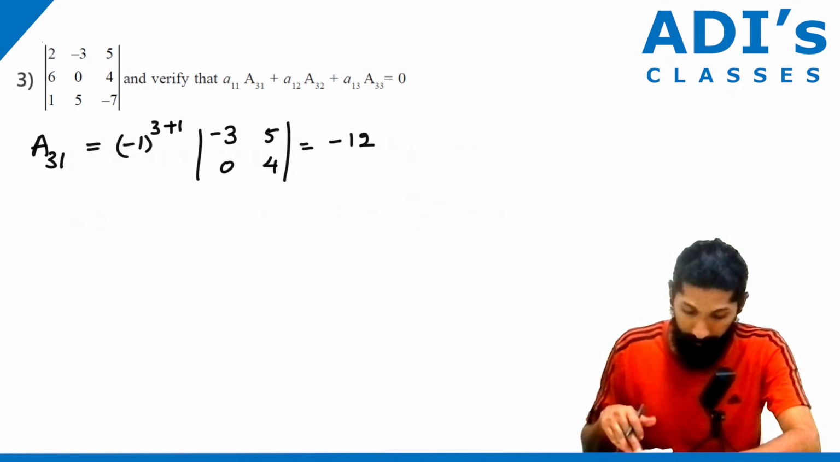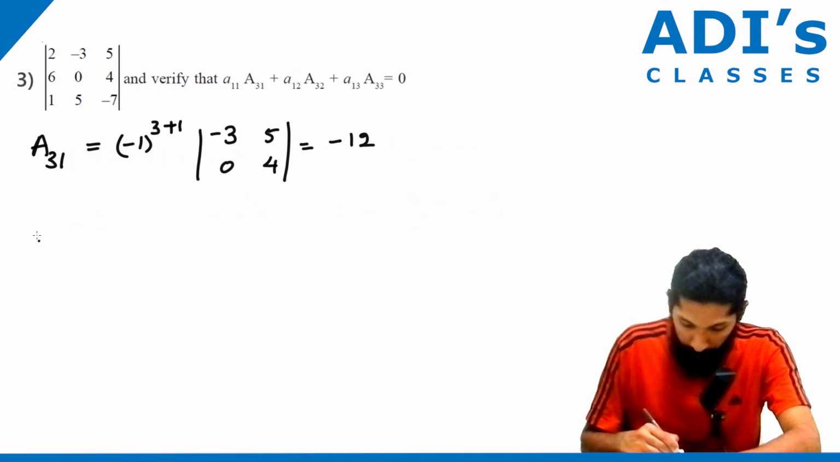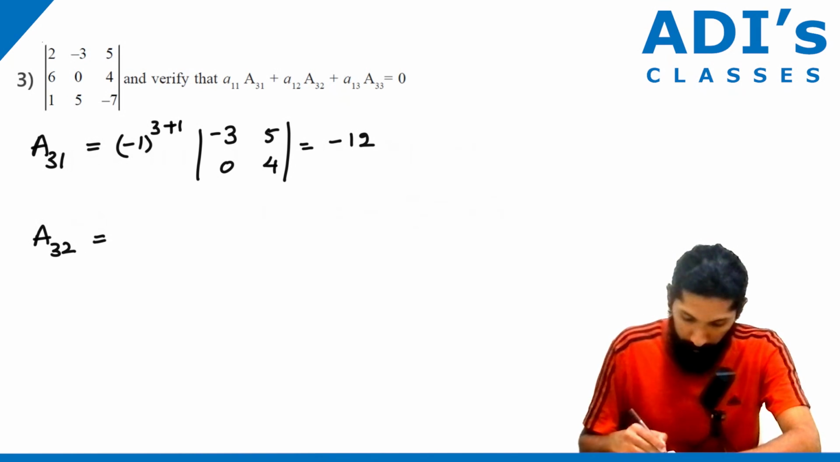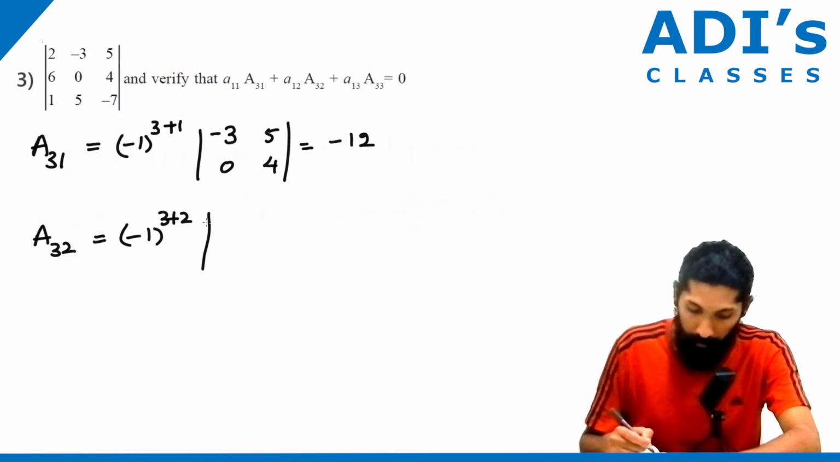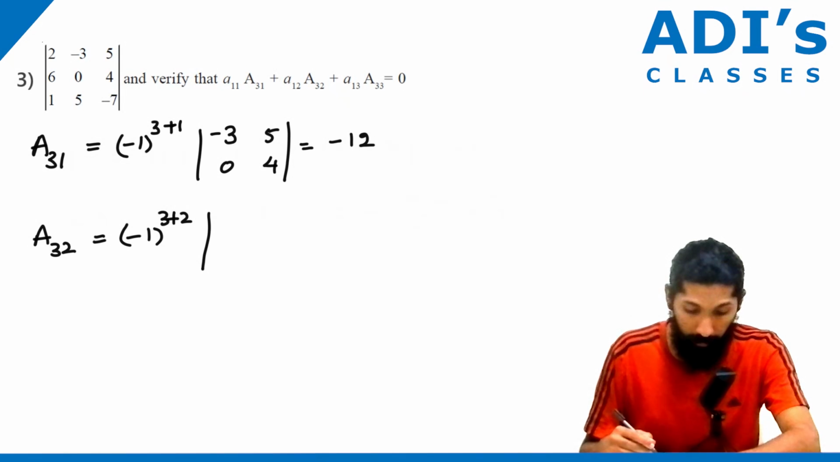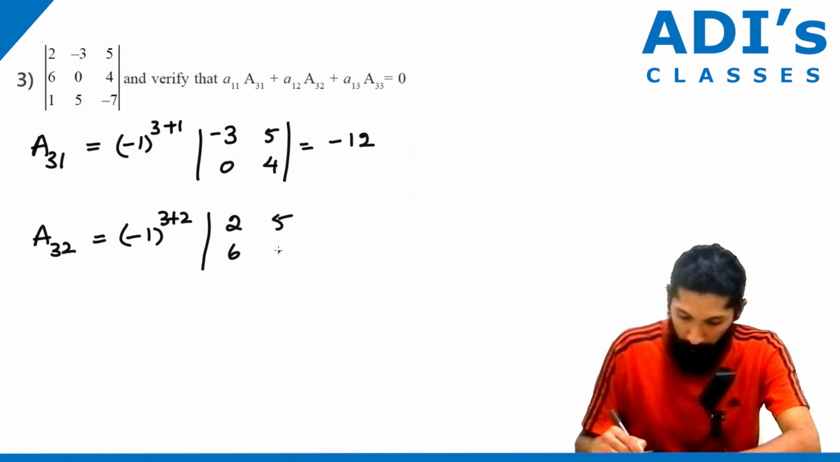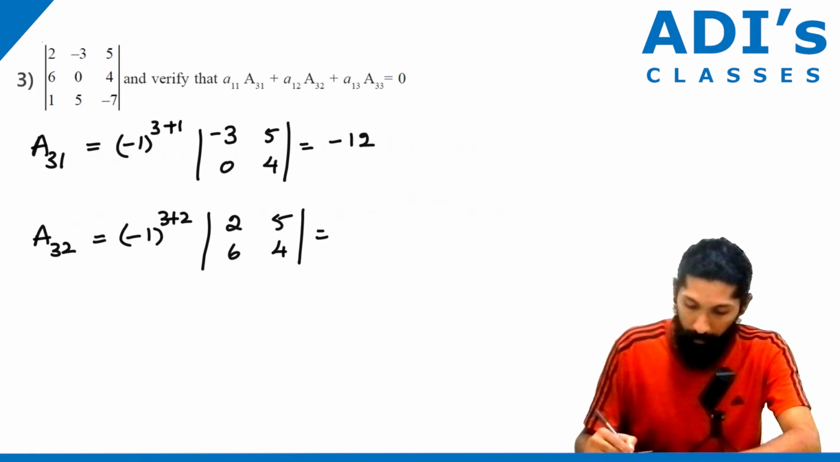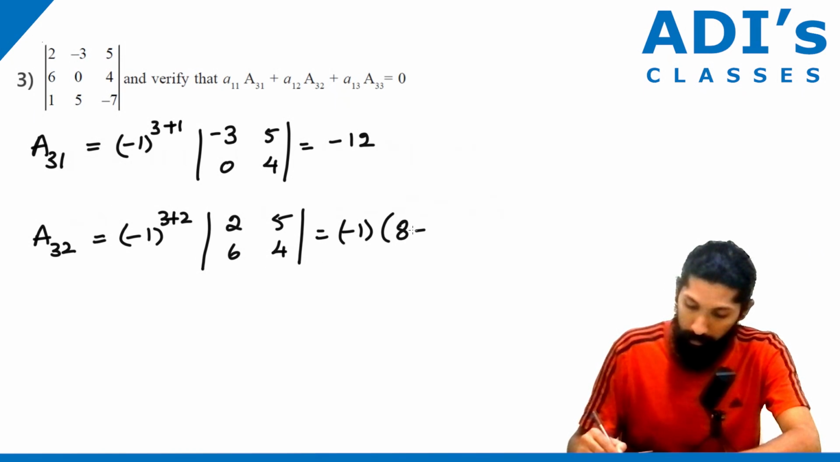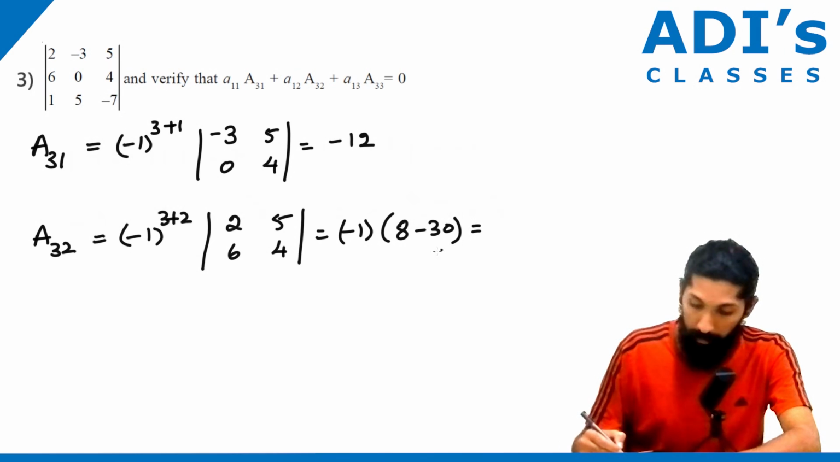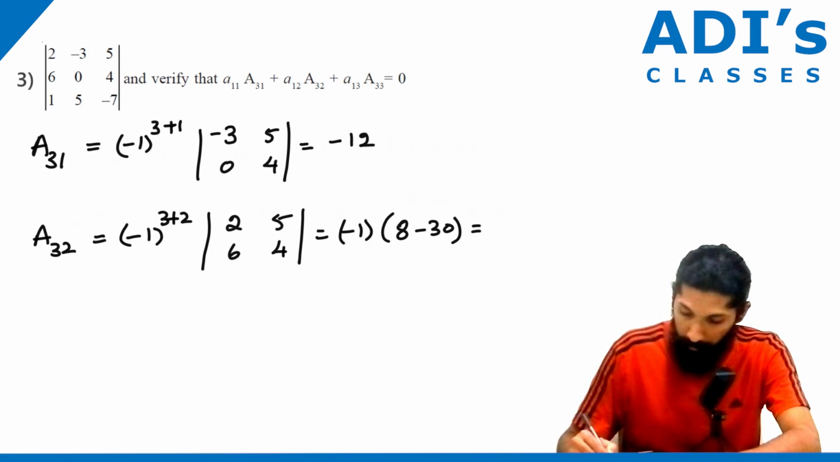This is the first thing. Next, we need A32. So A32 is minus 1 to the power of 3 plus 2. Again, in the determinant, third row, second column, correct? So when you remove it, you'll get 2, 5, 6, 4. Minus 1 into, you'll get 8 minus 30. Minus 22 into minus 1, the answer becomes 22.